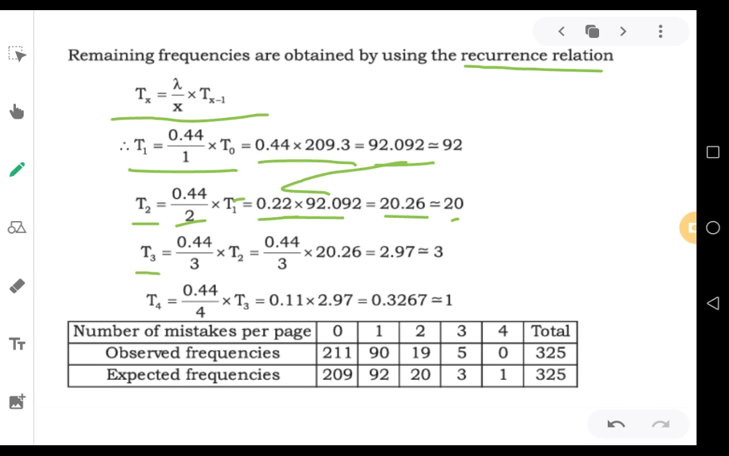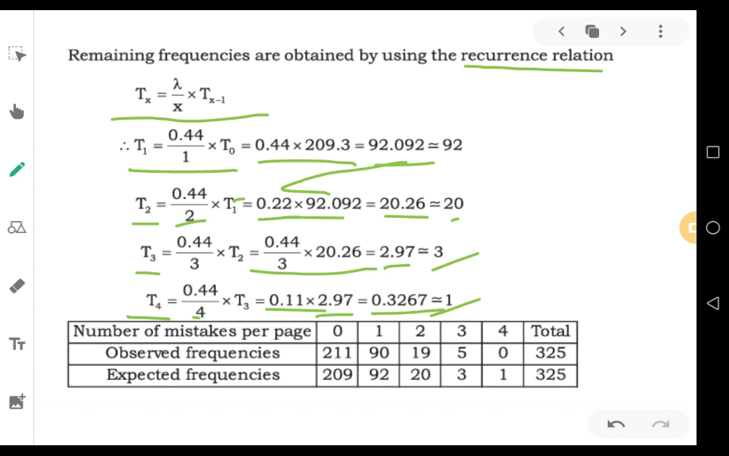Proceed to T3, that is lambda by 3, 0.44 by 3 into T2, that is 20.26. Just multiply 0.44 by 3 into 20.26. If you calculate, you will get 2.97, or approximately you can take it as 3. And the last one is T4. Again lambda by 4, lambda is 0.44, therefore lambda by 4 into 2.97. If you divide 0.44 by 4, you will get 0.11. 0.11 into 2.97, you will get 0.3267. You can take it, it's nearing 1.